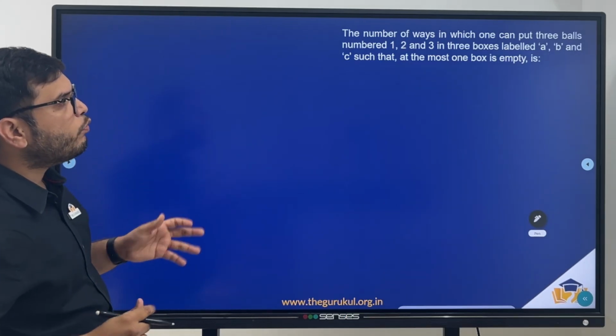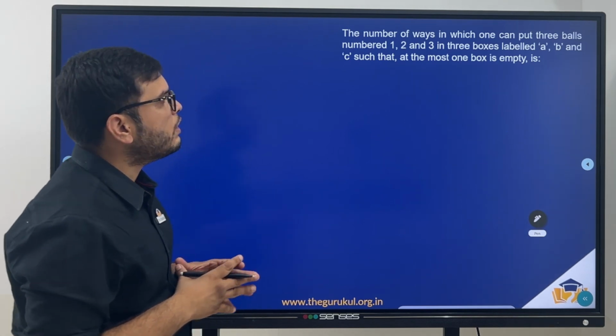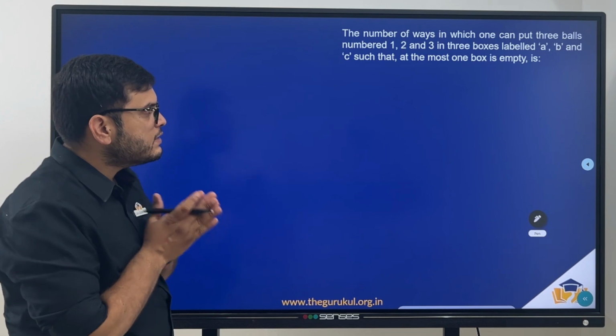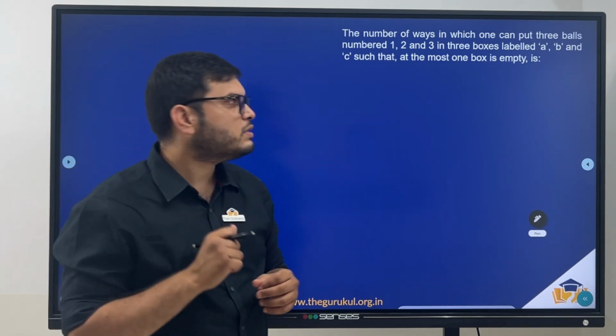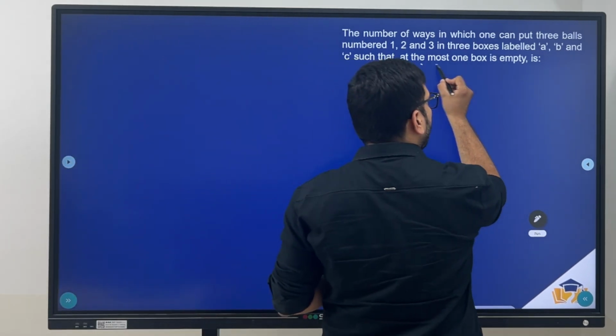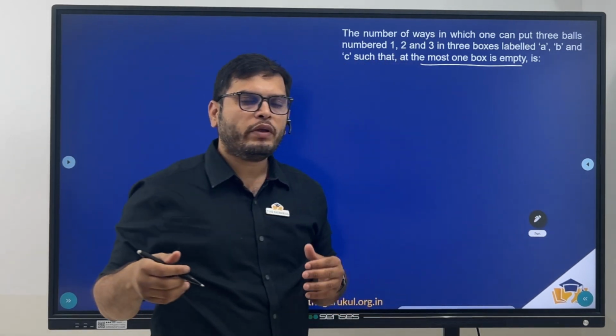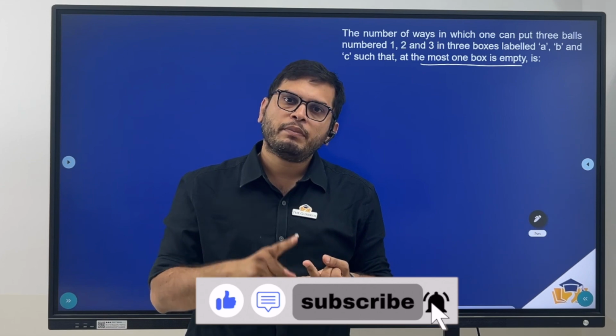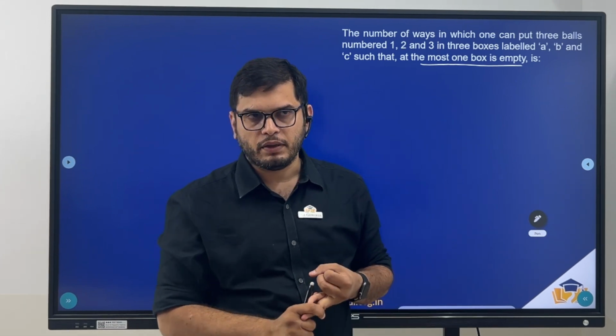The number of ways in which one can put 3 balls numbered 1, 2, and 3 in 3 boxes labeled A, B, and C such that at the most one box is empty. Now, what is the meaning of at the most one box is empty? So you can have at max one box empty. That is, 0 boxes empty or exactly 1 box empty, right?